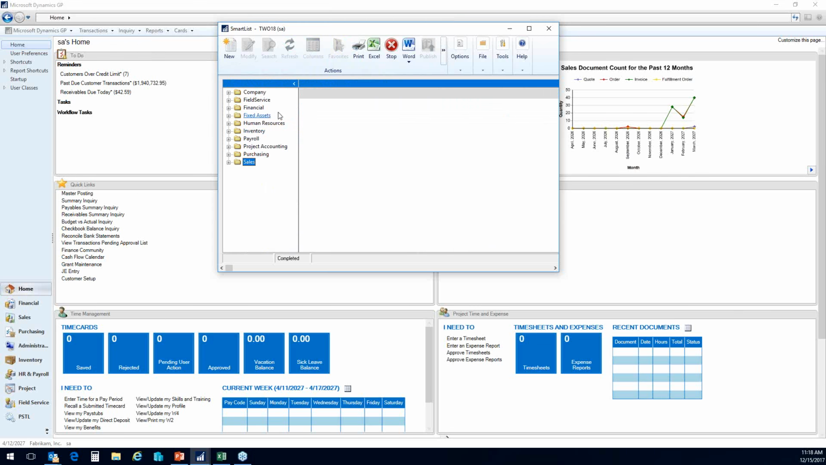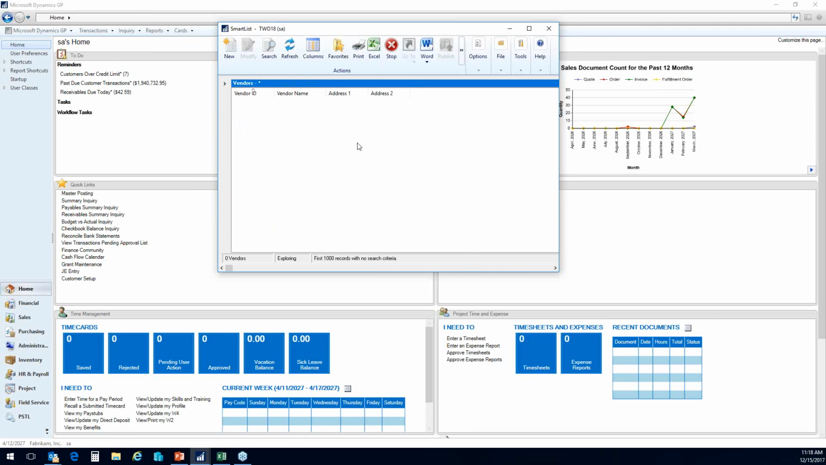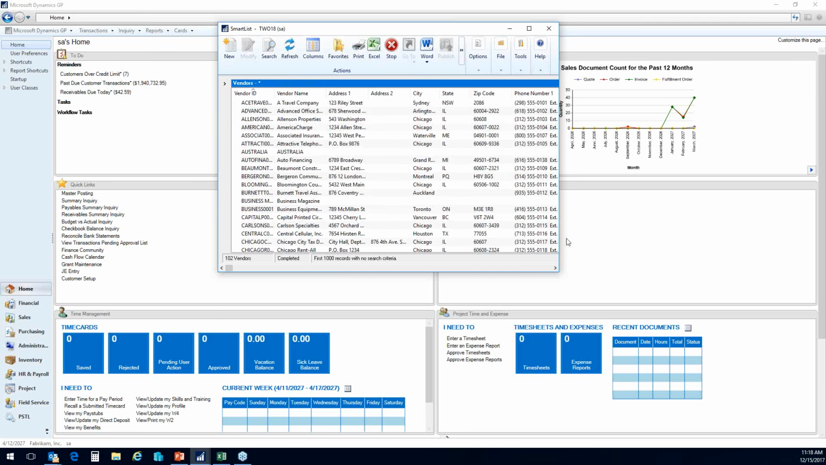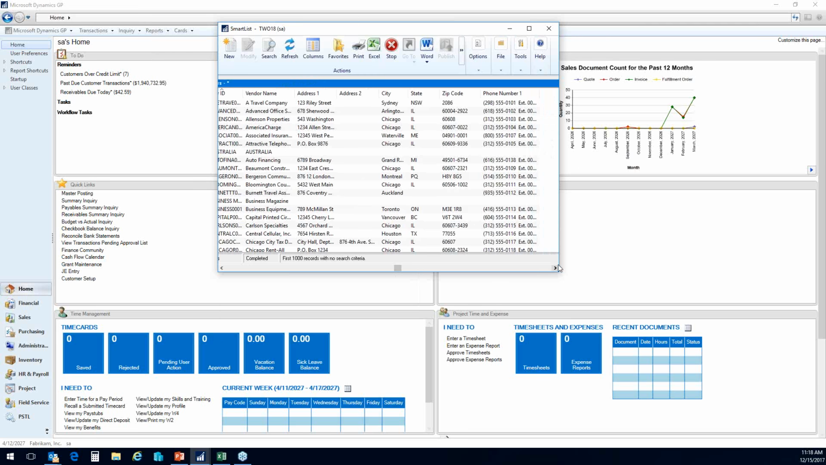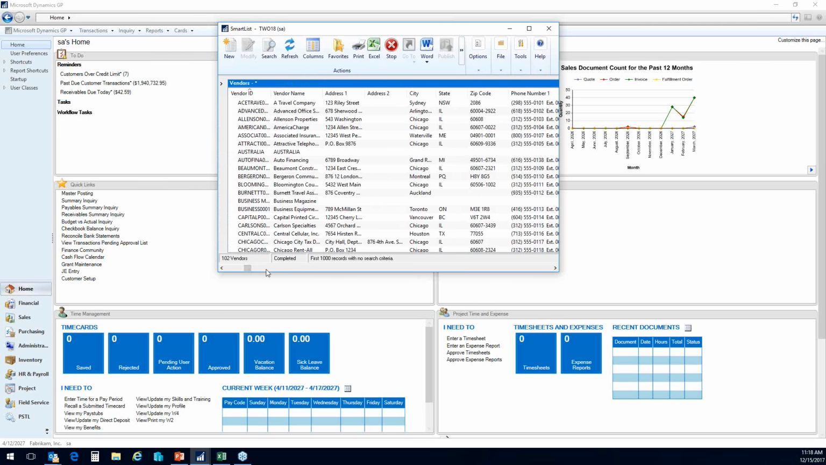So tucking that off to the side and looking behind the scenes, under the hood here, you'll see a number of different folders or views into the system. And of course, you'd only see the things that you had security to. I could run a list of vendors, for example, and this list might be okay if I was going to send out a holiday card, but otherwise doesn't really give me too much information.